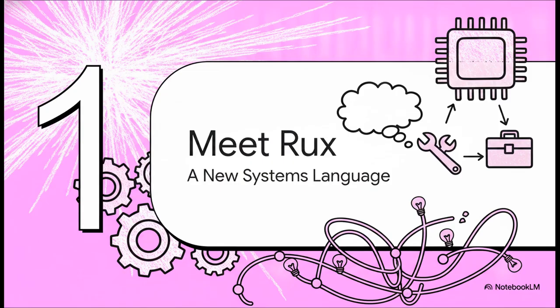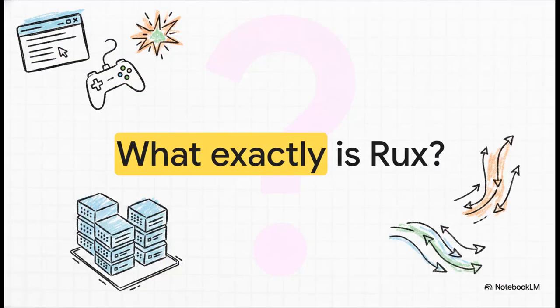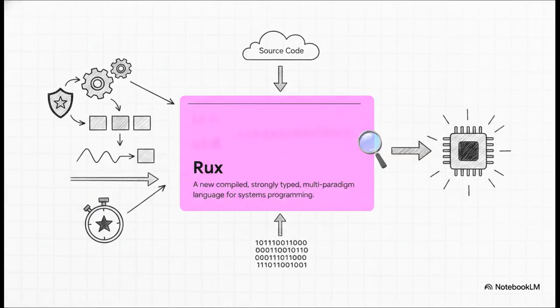Part 1, Meet Rux. Now, if you're down in the trenches building command line tools, game engines, servers, or really any performance-critical software, you're probably asking yourself, okay, what exactly does this new language actually bring to the table? Why should I even care? Well, to put it simply, Rux is a brand new, compiled, strongly typed, multi-paradigm language, and it is engineered literally from the ground up for clarity, safety, and performance.